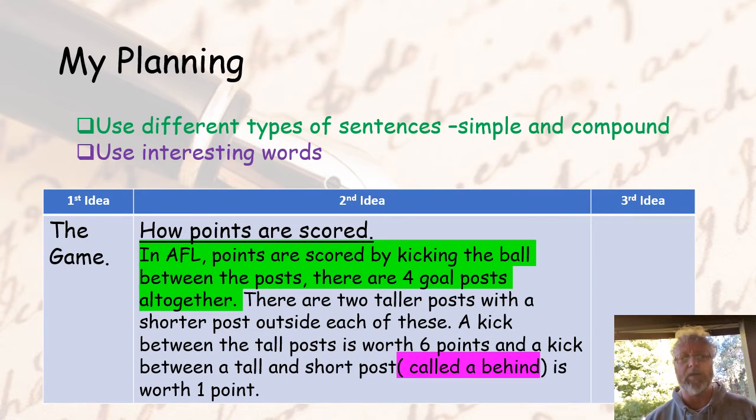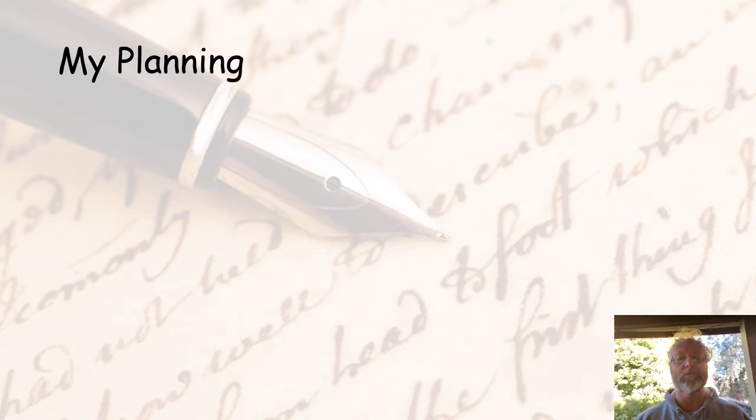So let's look at my second part. Here in my second idea, again, I've highlighted in green a sentence that I think is an interesting sentence. Again, I've written a complex sentence, but you could write compound or simple sentences as well. And in purple, again, I've got some technical language. This is where I've written "called a behind." This is a technical word that we use in AFL to mean where you score 1 point. So I'll read that sentence. A kick between the tall posts is worth 6 points, and a kick between a tall post and a short post, called a behind, is worth 1 point. So you can see how I've explained my technical language.